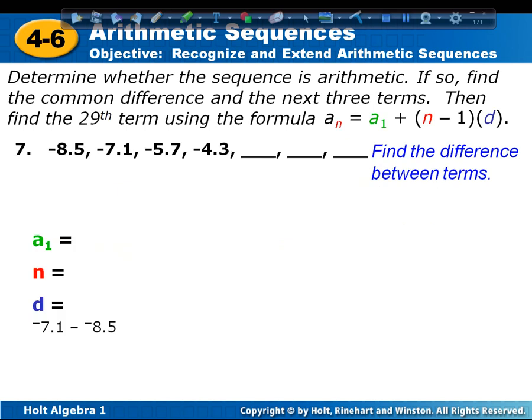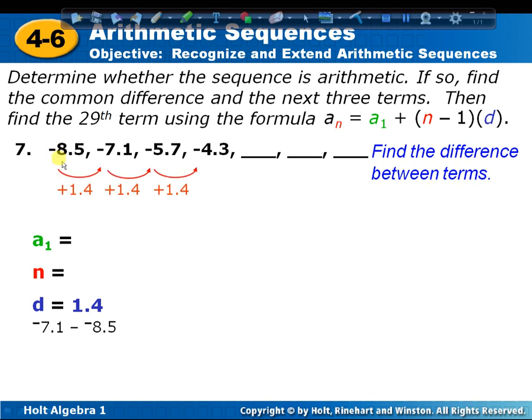All right, number 7, go ahead and write this one down. Negative 8.5, negative 7.1, negative 5.7, negative 4.3, and so on. So we're going to determine if it's an arithmetic sequence by taking the second number and subtracting the first one to get our common difference, and it's 1.4.